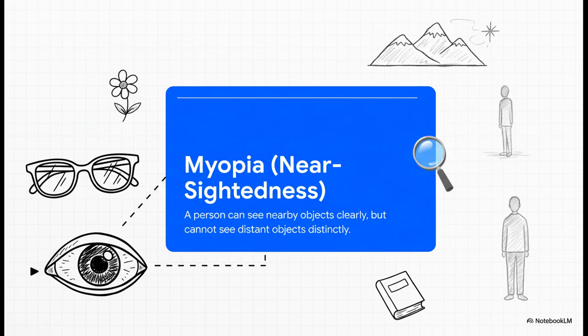Okay, so here is the formal definition, which is very important for you to remember for your exams. Myopia, or nearsightedness, is a condition where a person can see nearby objects clearly but cannot see distant objects distinctly. Please make a note of this.